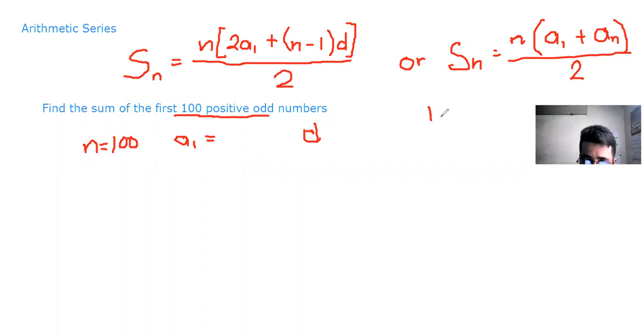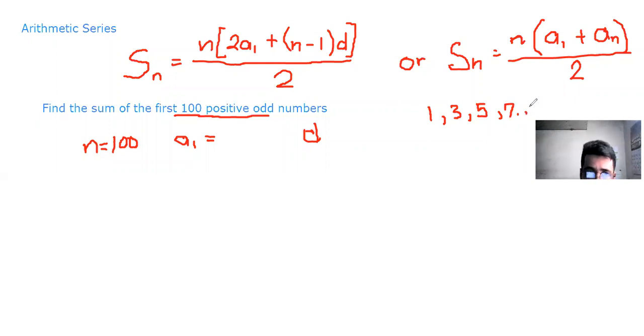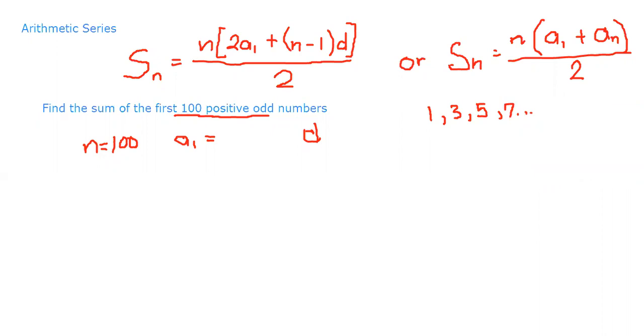Then, ano ang kasunod niyang number? 1. Mga odd numbers natin. 1, 3, then sunod, 5, or 7. Diba? And so on, hanggang sa maging a sub 100 tayo. So on, hanggang sa a sub 100. Okay? So, first pa lang per term ito kasi hinahanap natin ang first 100 terms, diba?